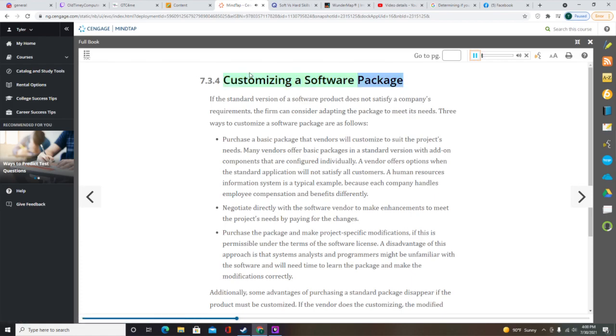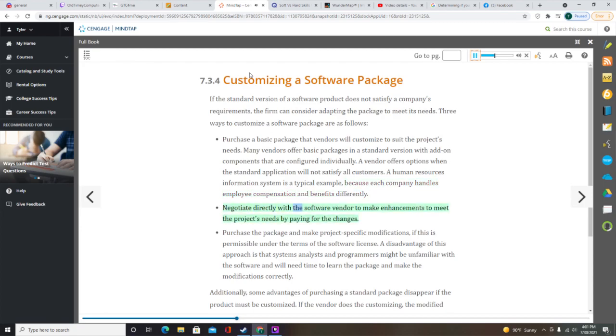Customizing a software package. If the standard version of a software product does not satisfy a company's requirements, the firm can consider adapting the package to meet its needs. 3 ways to customize a software package are as follows. Purchase a basic package that vendors will customize to suit the project's needs. Many vendors offer basic packages in a standard version with add-on components that are configured individually. A vendor offers options when the standard application will not satisfy all customers. A human resources information system is a typical example because each company handles employee compensation and benefits differently.